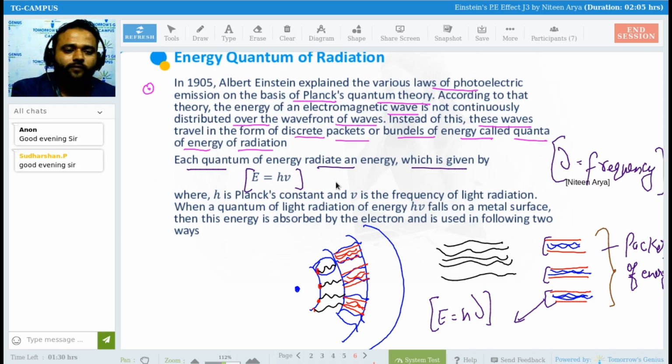Frequency of what? Frequency of this moving charge oscillating particles. Got it? Got it now, everyone? Clear?